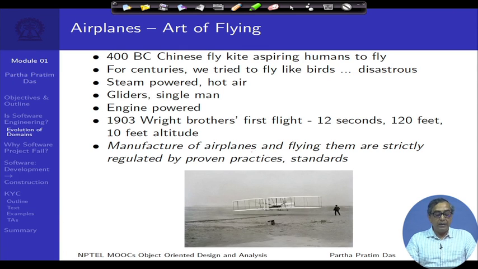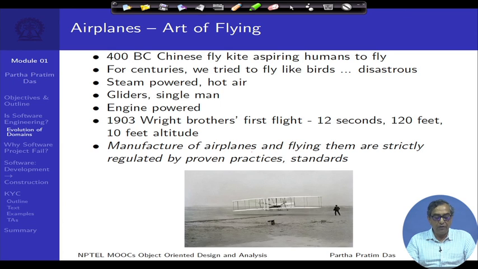A third domain is airplanes. Many of us certainly love flying, and again the attempt started at around 400 BC with the Chinese trying to fly kites and aspiring that humans could also fly. For centuries, people have tried to fly as birds with disastrous effects.